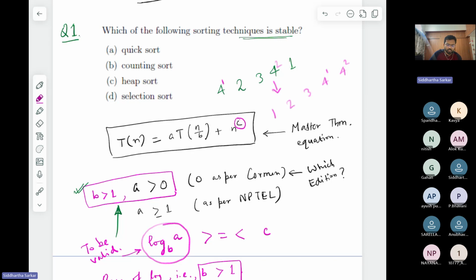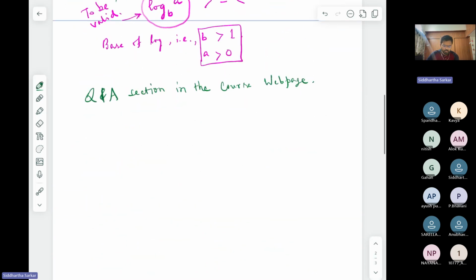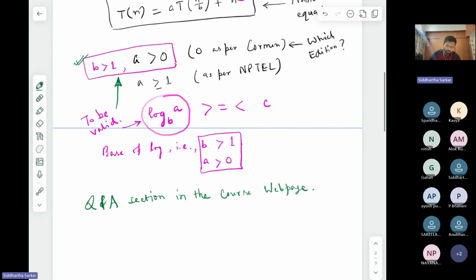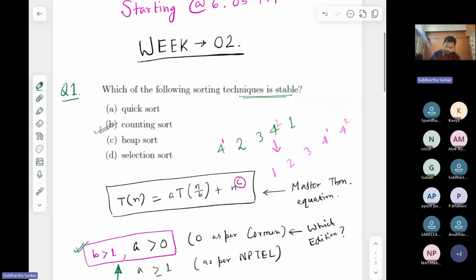So you have seen what is counting sort. So counting sort maintains this relative ordering of the elements of equal value. Therefore, counting sort is a stable sorting technique. So let us recall counting sort. So let's bring this. I'll do it here only. So let's take this only.